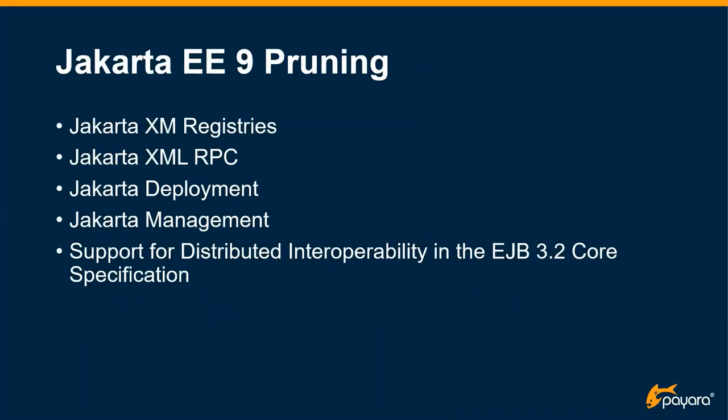So just to move on to actually the details of each specification. What we're pruning is Jakarta XML registries, RPC, and deployment and management APIs, which are all very old. And we're also removing support for distributed interoperability in EJB 3.2, which is the sort of CORBA IIOP aspects, as again, CORBA and IIOP is no longer in the JDK. So that's what we've agreed on removing.